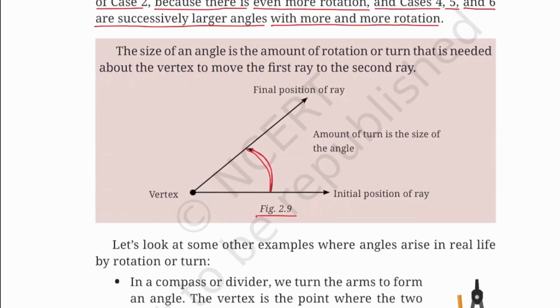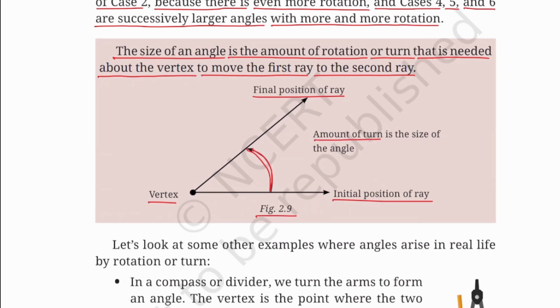Figure 2.9. The size of an angle is the amount of rotation or turn that is needed about the vertex to move the first ray to the second ray. Here is the vertex, here you can see the initial position of the ray, here the final position of the ray. The amount of turn is the size of the angle.